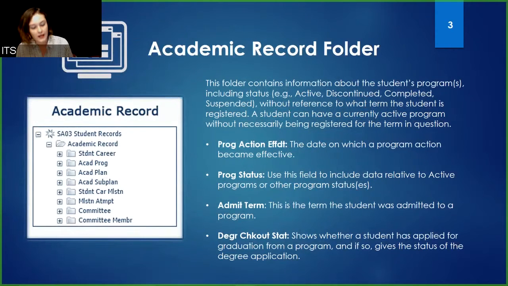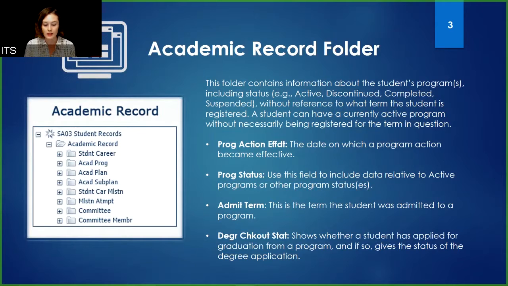So taking a look at the academic records folders, we want to highlight a few fields that are really important in each of the different folders within the SA03 universe. If you're looking to research the student's program outside of what maybe they have enrolled in for the term, you're going to want to access ACAD-Prog, which stands for Academic Program. And in that folder, there's a few fields I wanted to highlight, which will be the backbone of your queries when you're researching students with a particular program.